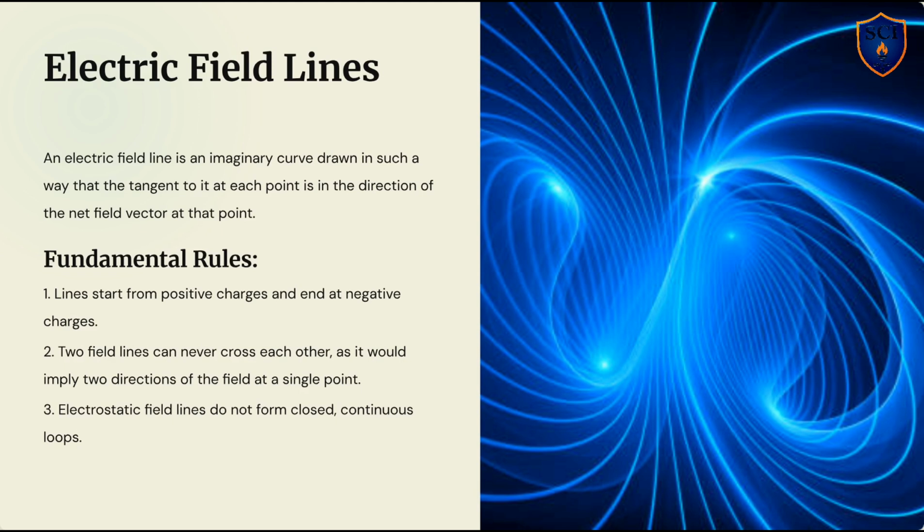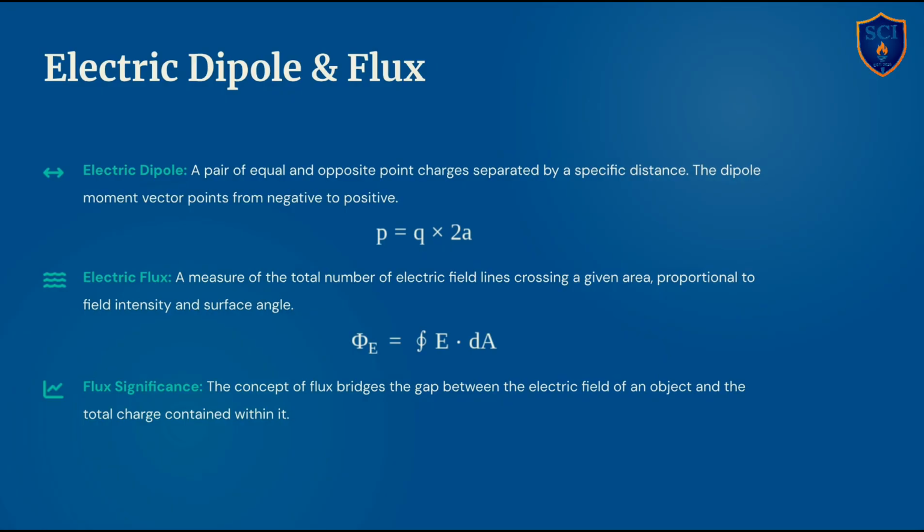Electric field lines are imaginary curves indicating the direction of the net field vector. Lines start at positive charges and end at negative charges. Importantly, field lines never cross, and electrostatic field lines do not form closed, continuous loops. An electric dipole is a pair of equal and opposite charges separated by a distance.